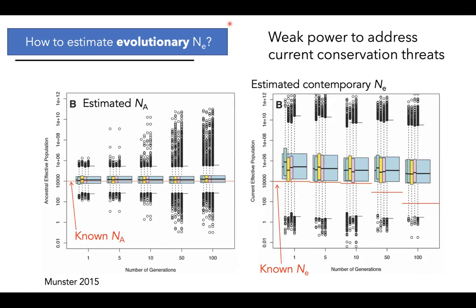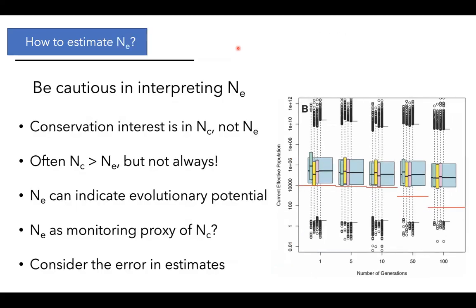So we see that there's really weak power with this method and with this size of a data set to address current conservation threats. Okay, so just to wrap up, I want to emphasize that these methods can be really powerful, but you need to be cautious in how you use them and how you interpret them, right? Keep in mind always that the conservation interest is typically in census size, not in effective population size.